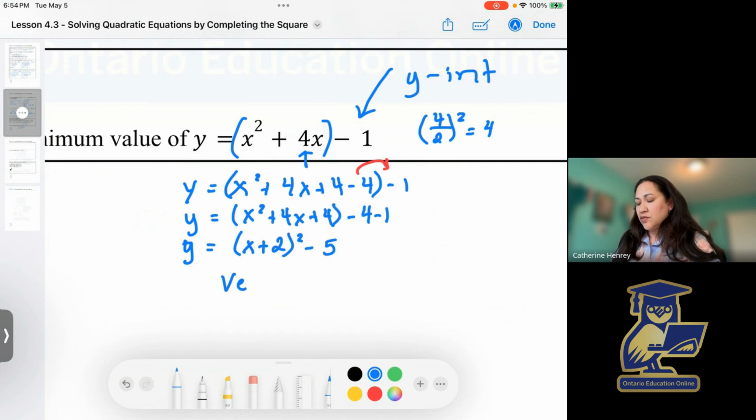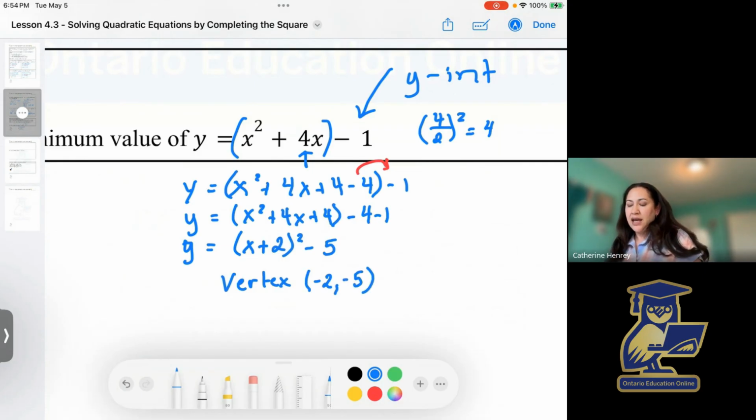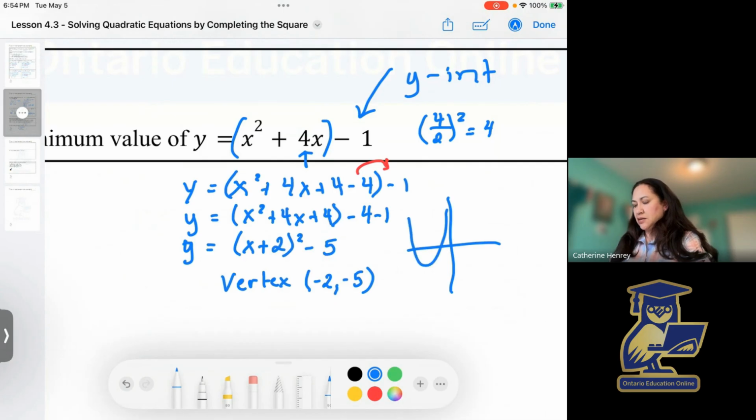And in vertex form, my vertex is negative 2, negative 5. And we know that because the a is positive in this situation, we do have a parabola that opens up. So something that looks like this. And so the vertex would be at the bottom, which means we have a minimum value.